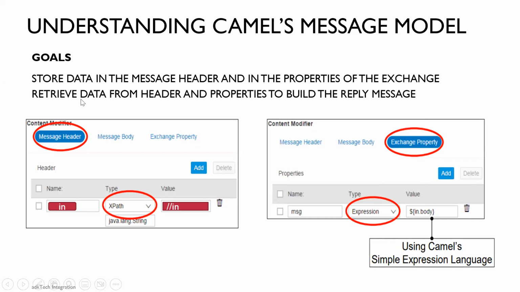In the first content modifier, we are going to define this variable as an XPath. It's obviously java.lang.String. And in the same content modifier, we are going to place the value into the exchange property, and we are defining it with the curly braces in dot body.